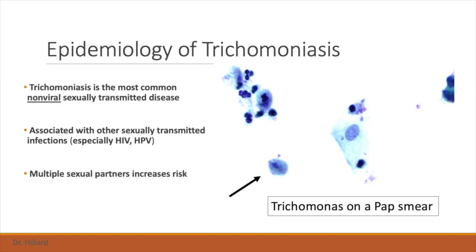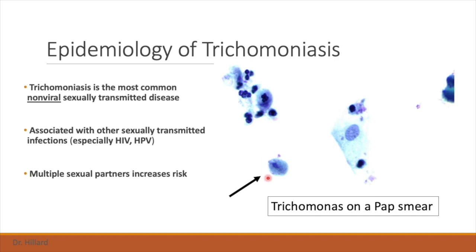Trichomoniasis, which is caused by the protozoan Trichomonas vaginalis, is the most common non-viral sexually transmitted disease in females. Infection can last for months or even years. Trichomonas is associated with other sexually transmitted infections, especially HIV and human papillomavirus. Trichomonas increases the risk of HIV by causing punctate hemorrhages on the cervix, essentially eliminating the mucosal barrier. Human papillomavirus infection, of course, can lead to squamous dysplasia and ultimately carcinoma.